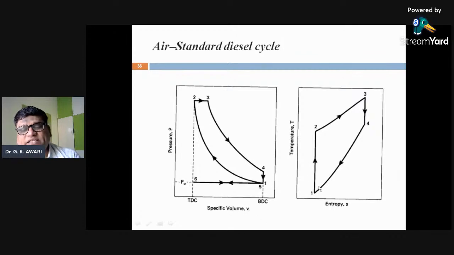Then look at the temperature-entropy diagram. 1 to 2 is the isentropic compression.